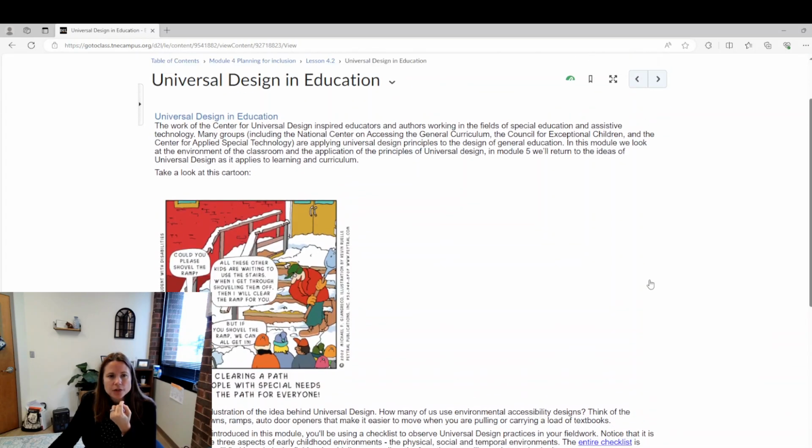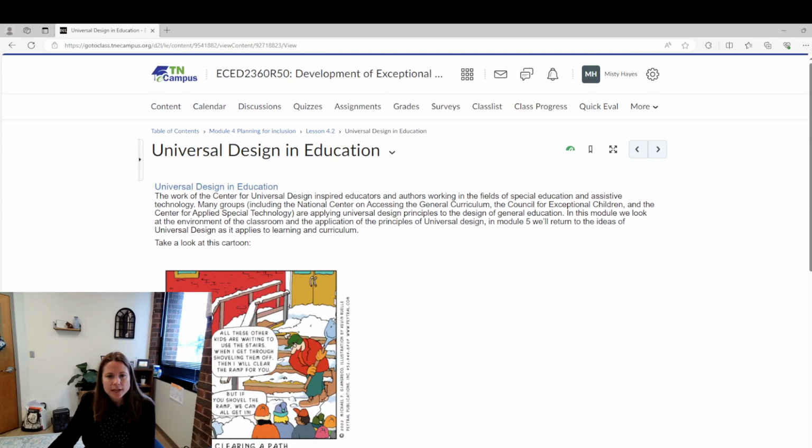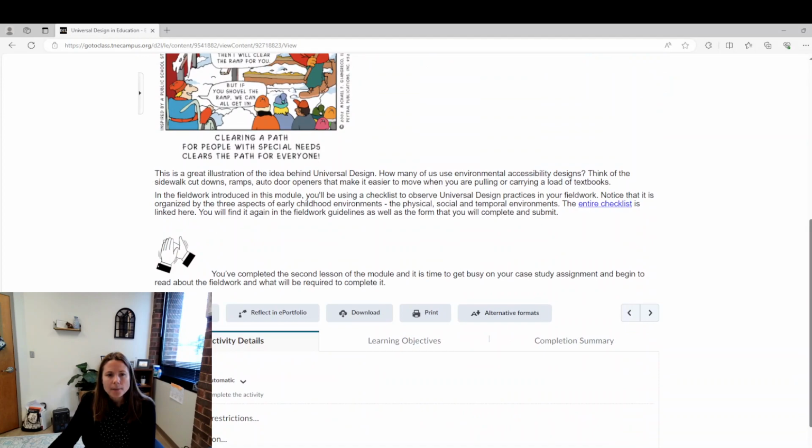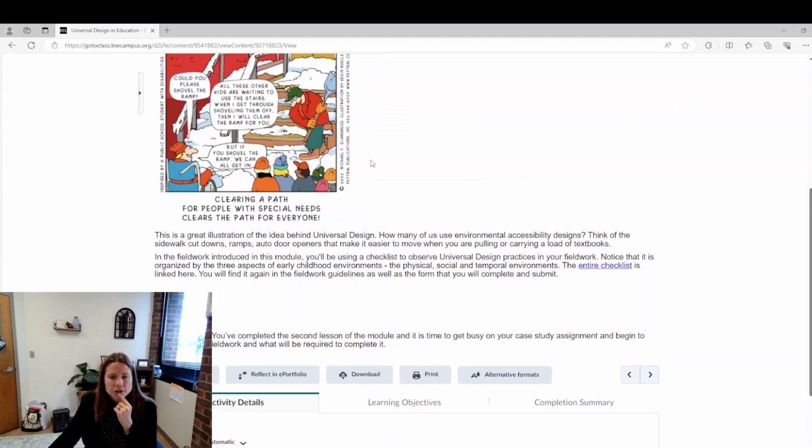Okay, so there's also some more on universal design in education. This is just really a great illustration that gives you the key idea behind what it is. There's also a checklist here that is really great because this is the framework of Universal Design for Learning. So please make sure you look at this checklist.